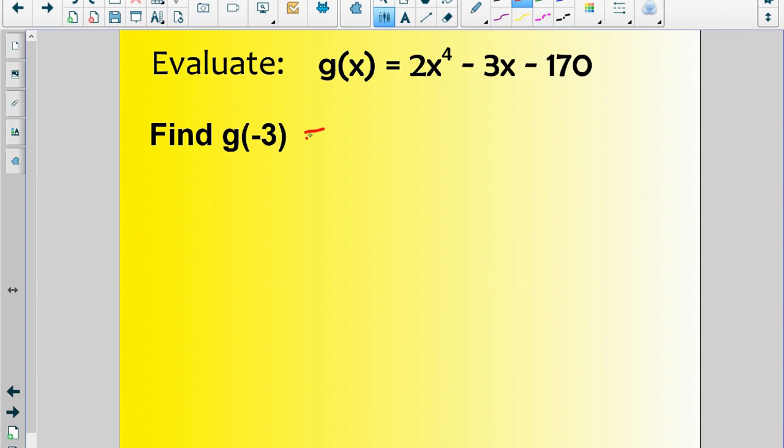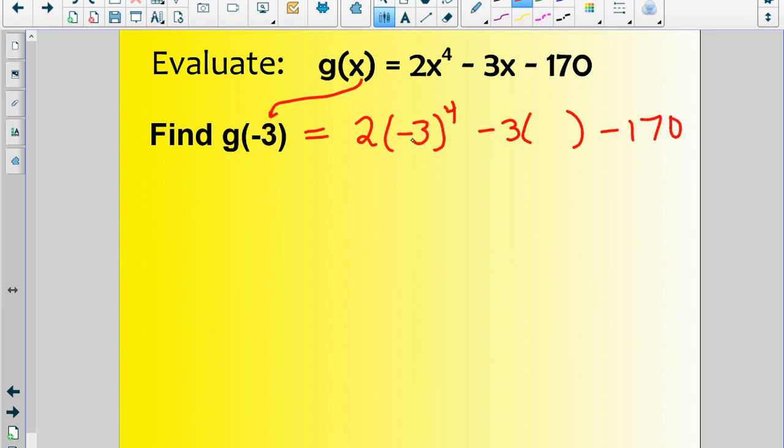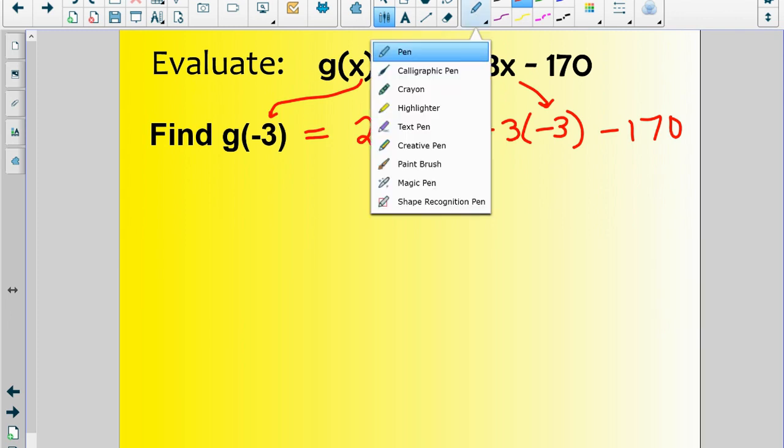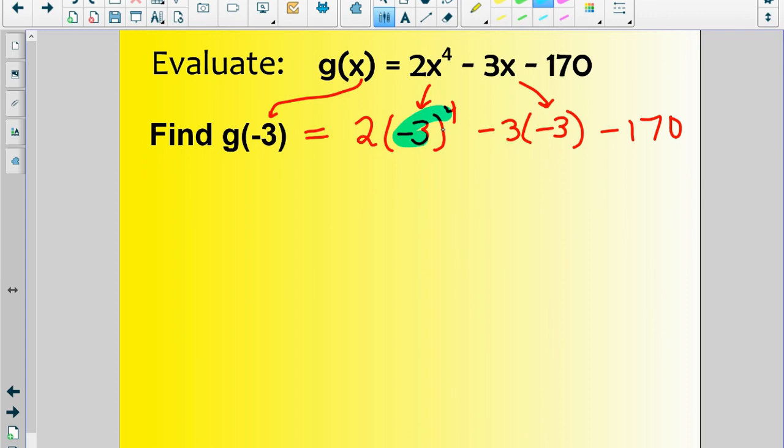In other words, we are going to take this function and we're going to replace anywhere we see an x with the number negative 3, because that's the number that is in the parentheses. Okay, so I'm going to put a negative 3 there, and I'm going to put a negative 3 there, in those two places where x was. Then we have to follow the order of operations when simplifying.